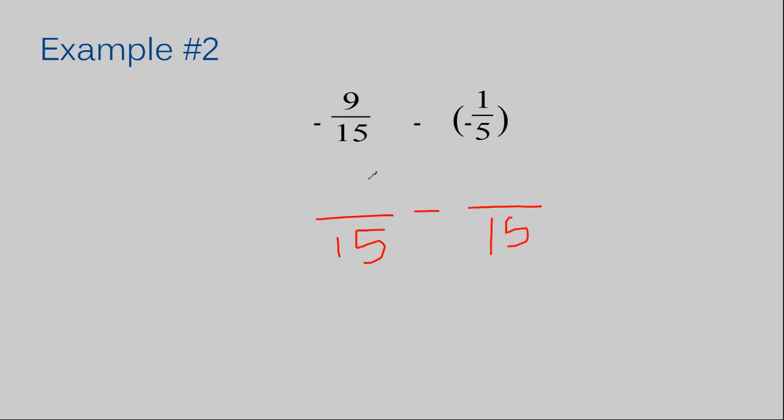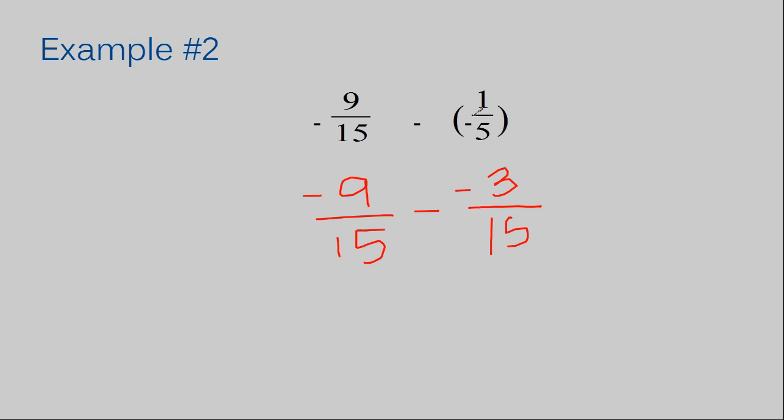This side is just going to end up being the same. And this side, to go from the 5 to the 15, I had to multiply by 3, so I do the same to the numerator, and so my numerator becomes 3. Now, I'm going to add my negatives back.